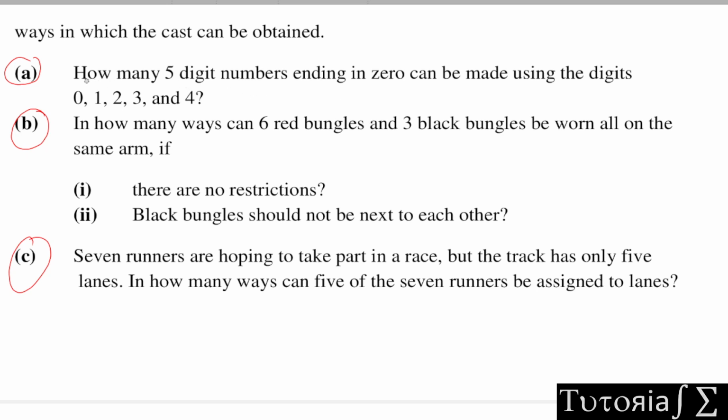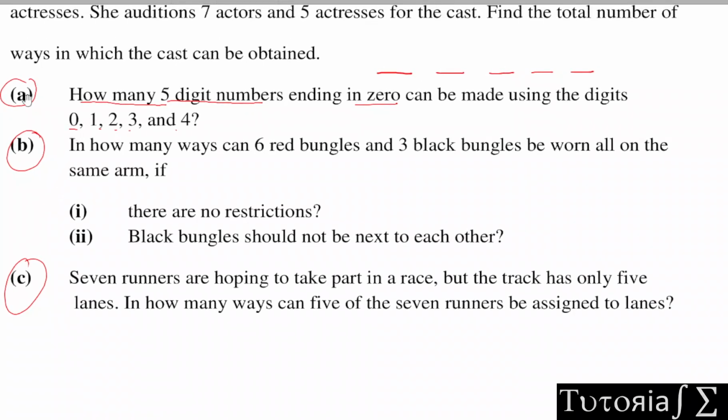The first question reads, in how many ways can a 5-digit number that ends with a 0 be made using the numbers 0, 1, 2, 3, 4? Okay, so first of all, we need a 5-digit number. So we need 5 slots, 1, 2, 3, 4, 5. Then we've been given the condition that that number should end with a 0. So we should have a 0 at the end here.